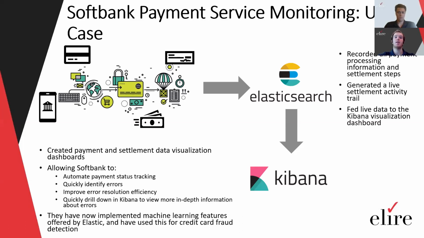And with Kibana's visualization ability, they've also been able to implement newer things like machine learning capabilities that now are actively detecting and alerting the team to potential fraud. So no longer are they just identifying overt settlement errors. They are now identifying potential fraud. So they've been able to take those capabilities a full step further.